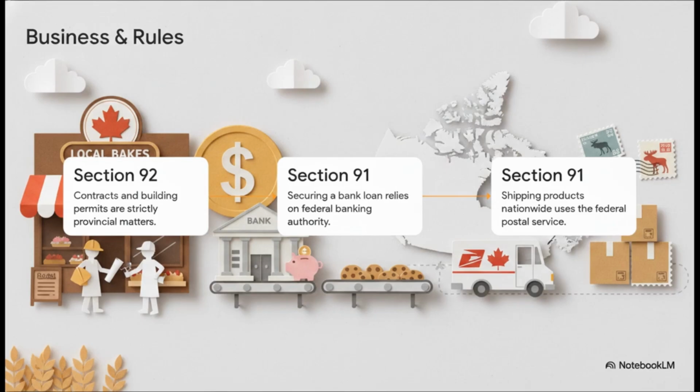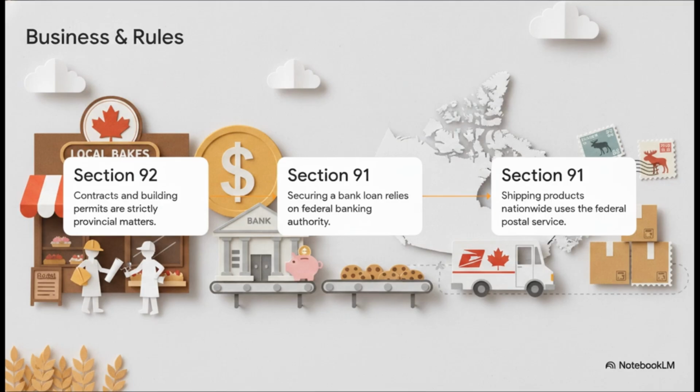To see how this actually plays out in the real world, imagine you decide to open a local bakery here in Canada. You're going to rely entirely on provincial powers under Section 92 for your employee contracts and your local building permits, because those fall under property and civil rights.